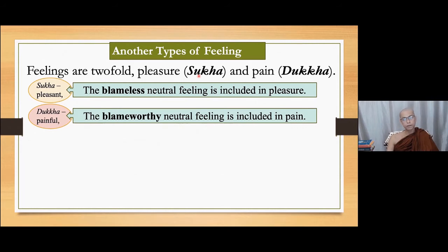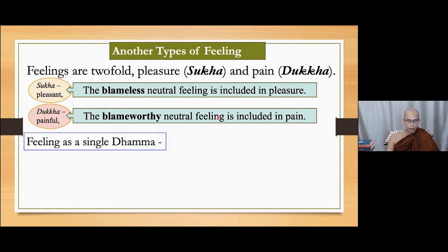That's why the Buddha just explained about sukha and dukkha. This explanation is quite difficult. So we just need to understand in the way the Buddha explained feeling in 2, which also includes the neutral feeling too.